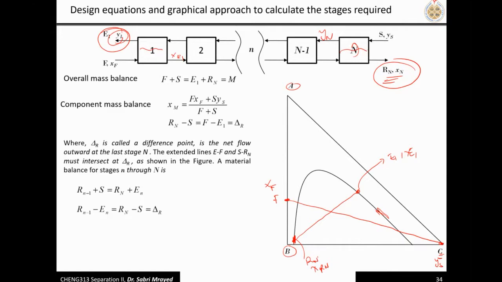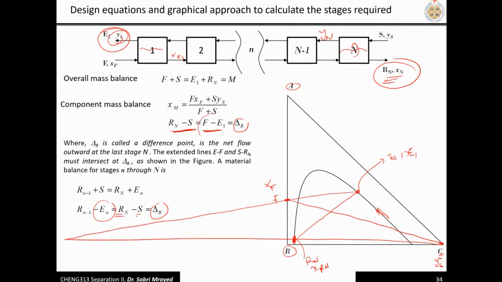Now the point that is going to be explained here is how to draw delta R. As you see, delta R is between Rn and S. So you draw a straight line between Rn and S, and you draw another line between E1 and F. Between E1 and F and Rn and S, this one is going to be like this one. Now both are going to be passing through delta R, the difference point.